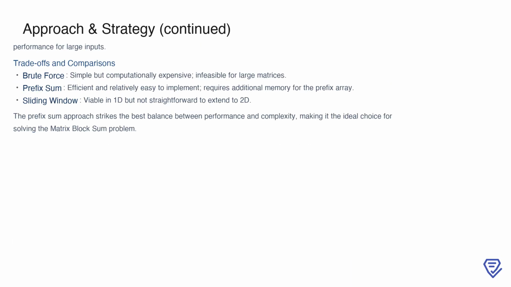Given the trade-offs, the prefix sum approach emerges as the most practical and efficient strategy. The brute force method, while simple, is computationally prohibitive for large inputs. The sliding window technique, on the other hand, is challenging to adapt to 2-dimensional matrices without adding complexity. In contrast, the prefix sum approach strikes a balance between performance and implementation complexity. It requires extra memory for the prefix array but ensures optimal performance by avoiding redundant calculations. This makes it an ideal solution to the matrix block sum problem, offering both efficiency and clarity in execution.